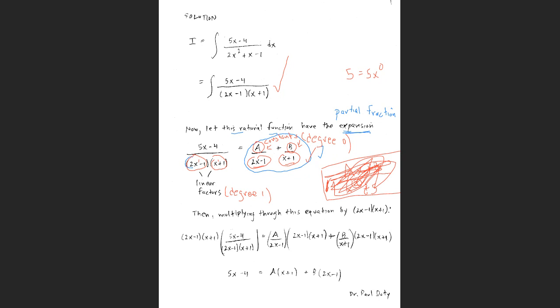And I want to find out what those constants a and b are. So I have to simplify that rational equation. One way to do it is to multiply by the 2x minus 1 times 2x plus 1. Okay, that's called your LCD.